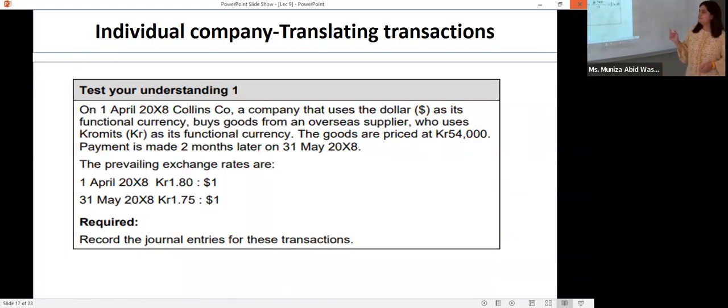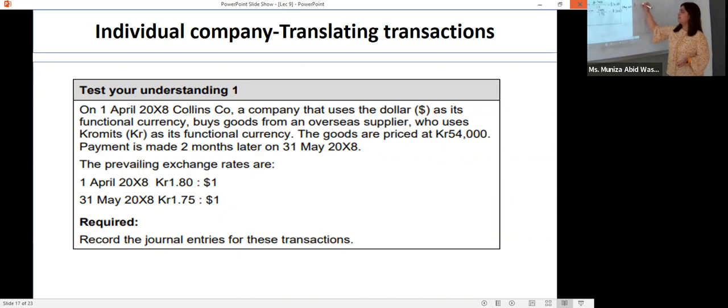Now, the goods are priced at 54,000. Payment is made 2 months later on 31st May 2008. The payment has been made. At 31st May 2008, you can see the exchange rate has dropped. It's 1.75. So again, you have to see how much it is going to be. The transaction price is 54,000 and the rate is 1.75. Now the transaction will be settled at which amount? 30,857.